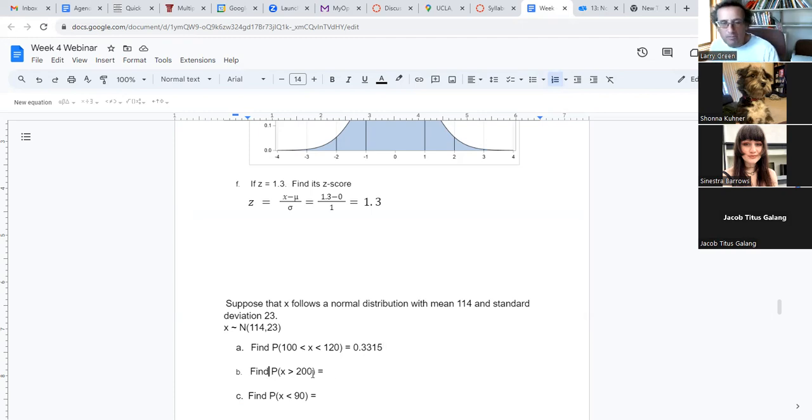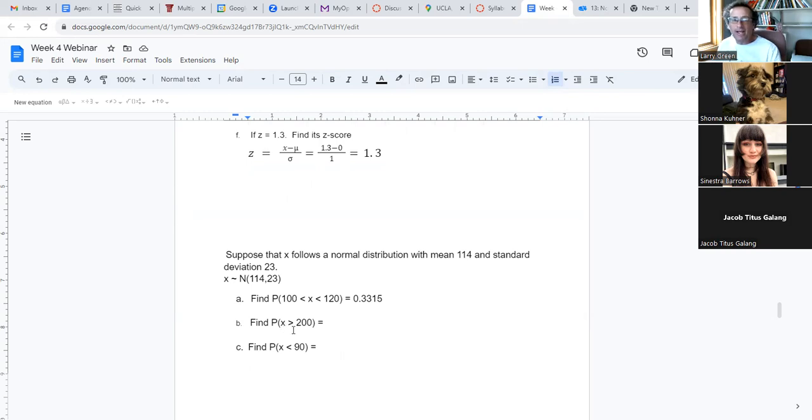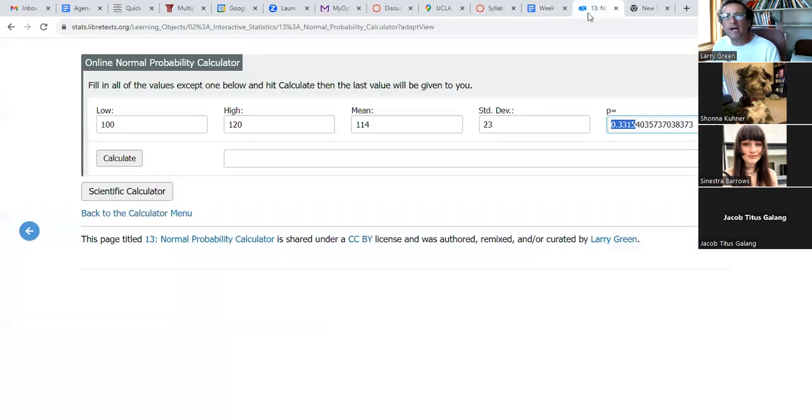All right, part B. Find the probability that X is greater than 200. Okay, we want to be greater than 200. What is the low? Yeah, that's 200. What's the high?